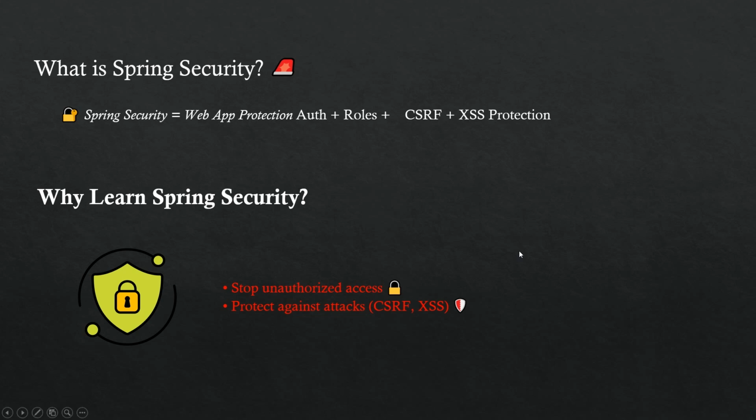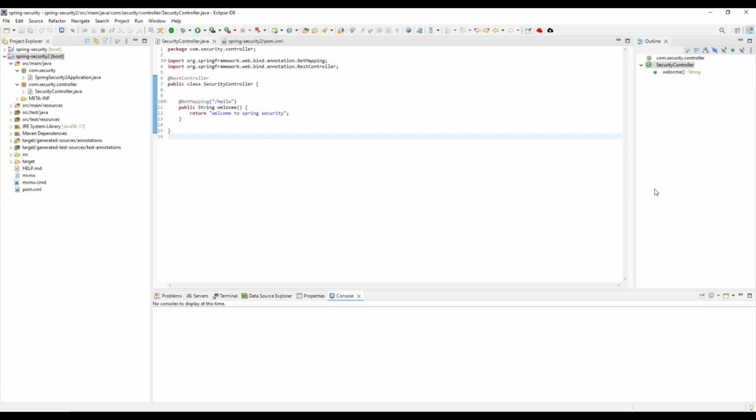Let's dive into the IDE and create a Spring Boot starter project. My IDE is already open and I have created a Spring Boot application named Spring-Security 2. Inside the project, I created a package called com.security.controller and a class named SecurityController. Inside this class, I wrote a simple REST endpoint which returns a basic message.